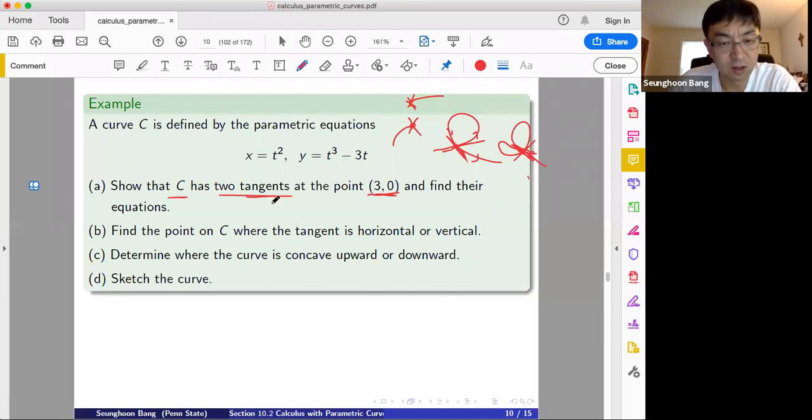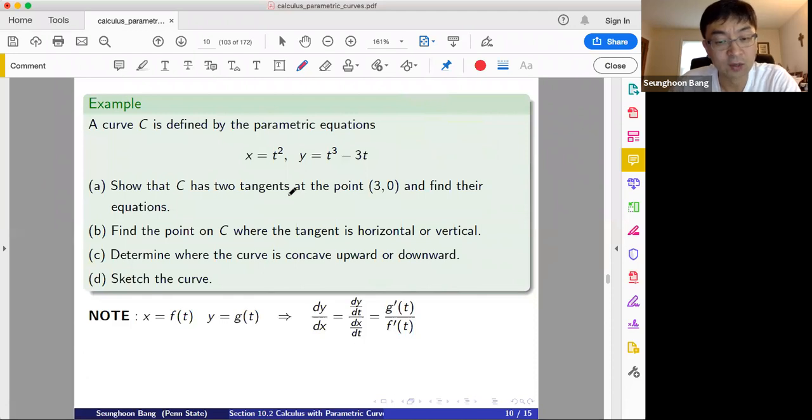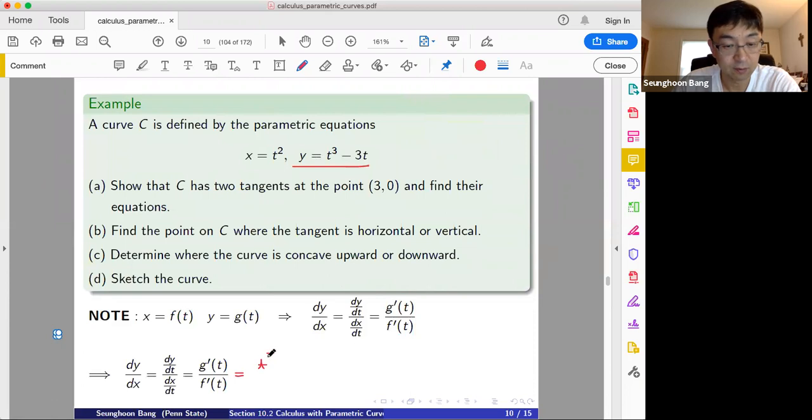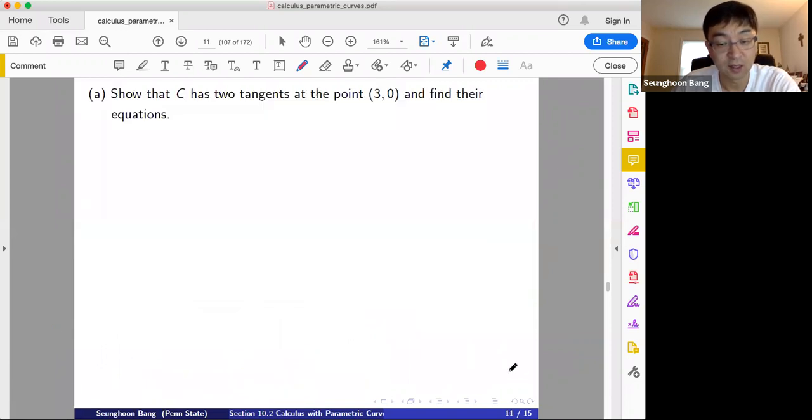So how can you find the slope of the tangent line? You can use dy/dx equals dy/dt over dx/dt, g prime of t over f prime of t. Here, y is t cubed minus 3t, so its derivative is 3t squared minus 3, over x prime, the derivative of t squared, which is 2t. This is dy/dx.